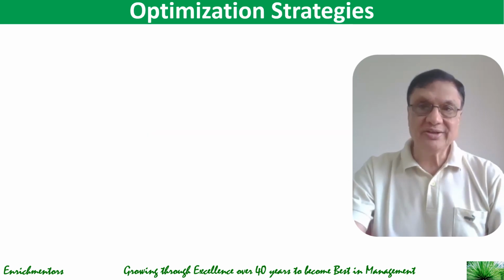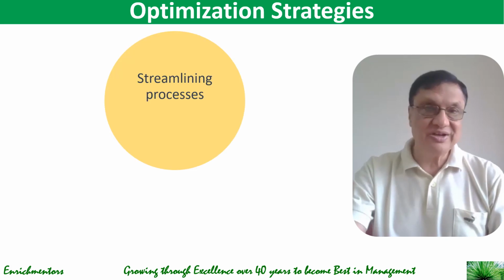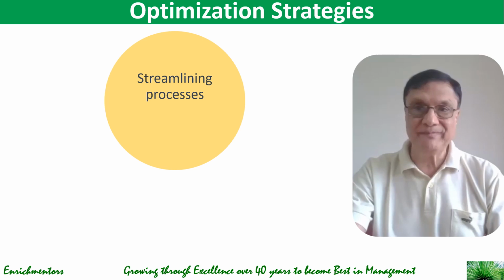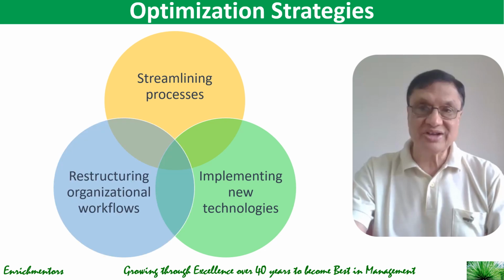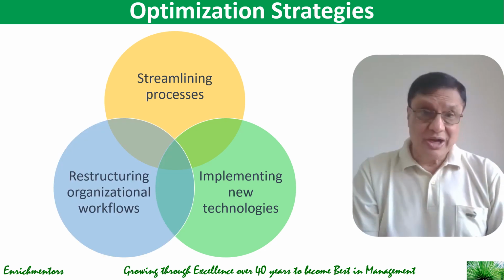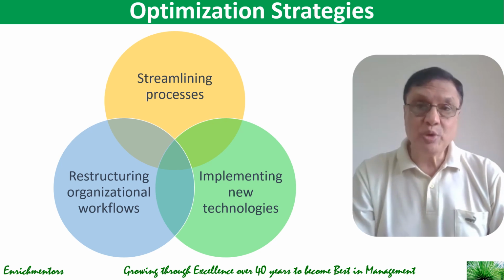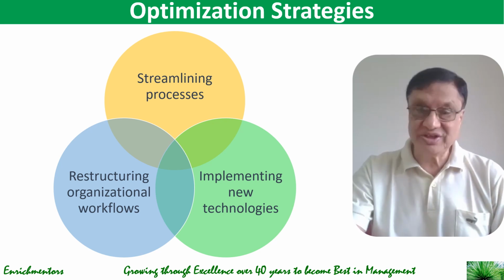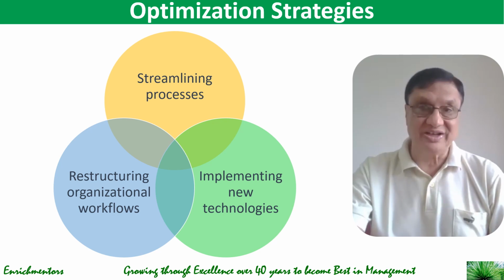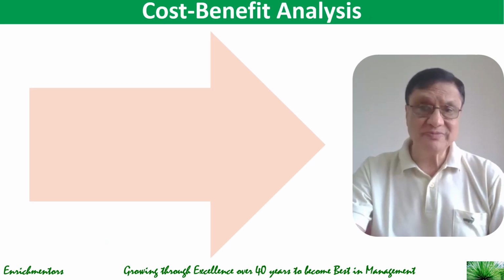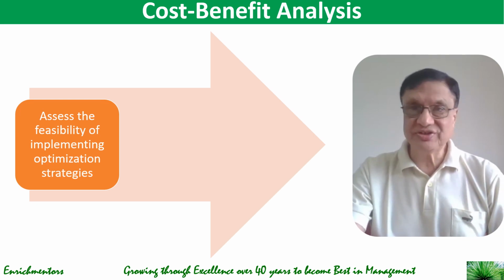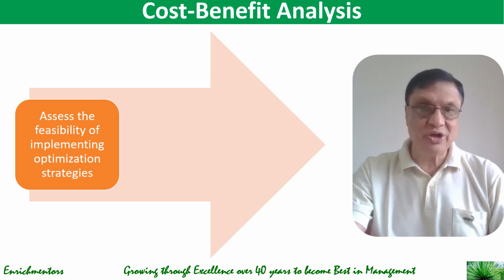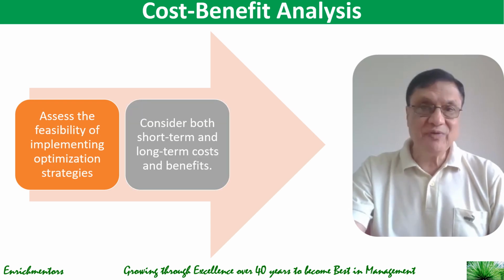Then you need to look at developing an optimization strategy. Develop an optimization strategy based on your findings. This could involve streamlining processes, implementing new technologies, or restructuring organizational workflows. Now, out of these, prioritize areas that will have the most significant impact on reducing complexity and improving efficiency or effectiveness.